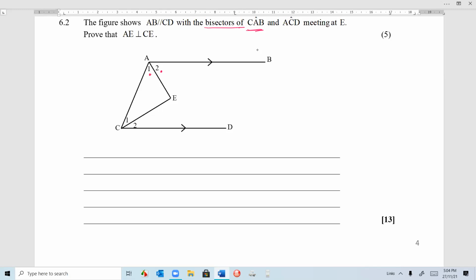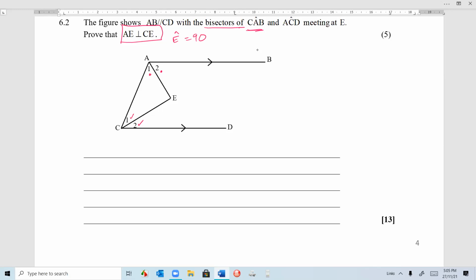And ACD. So they're basically telling us now that that is also equal to that. Prove that AE is perpendicular to CE. What does that mean to you? That's 90 degrees. Well done. They're trying to tell us prove that angle E, we want to prove that angle E is actually equal to 90 degrees.